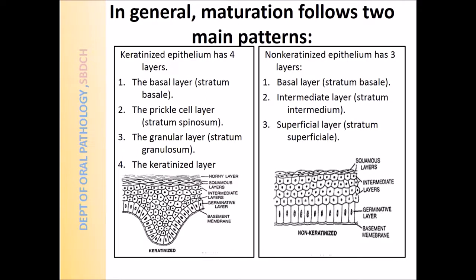In general, maturation follows two main patterns, keratinized epithelium and non-keratinized epithelium. Keratinized epithelium consists of four layers: stratum basale, stratum spinosum, stratum granulosum, and the keratinized layer, that is stratum corneum. Non-keratinized epithelium has three layers: stratum basale, stratum intermedium, stratum superficiale.